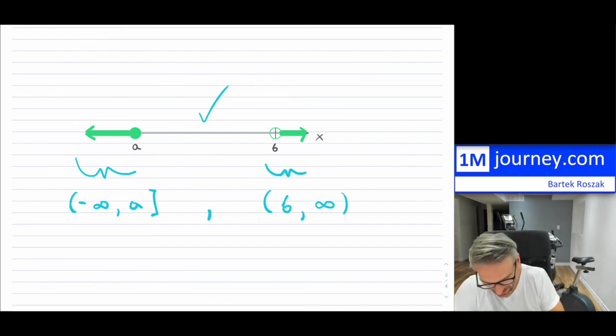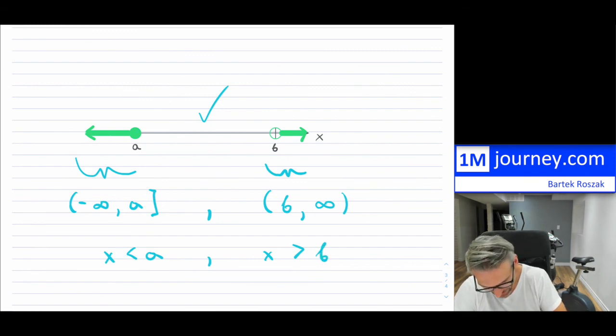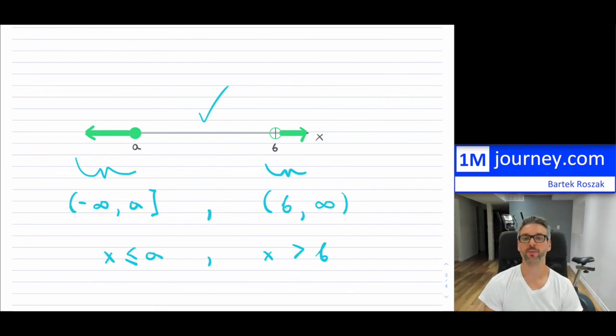And if you're writing this out in interval notation, then here what you would say is: X, in this case, is less than A, comma, and then X here is greater than B. Now on the A side, I have to include the A as well, so I would do that. And that would have been the notation for this.